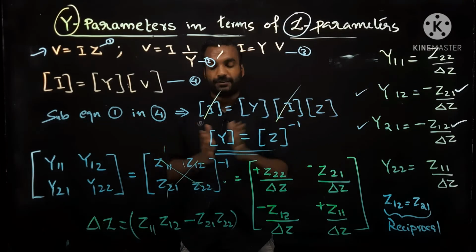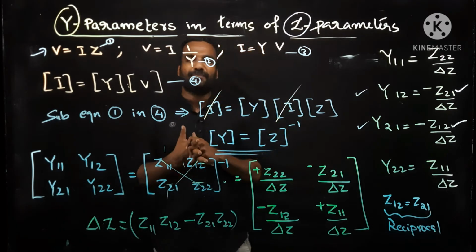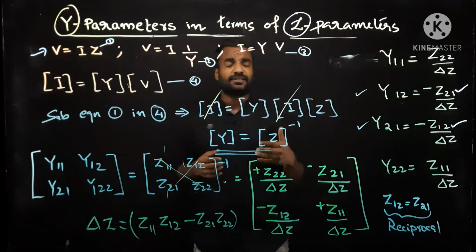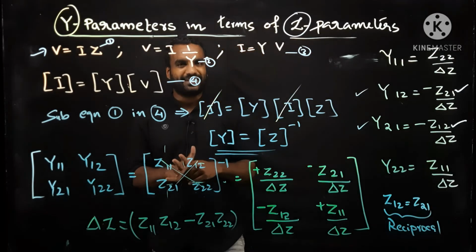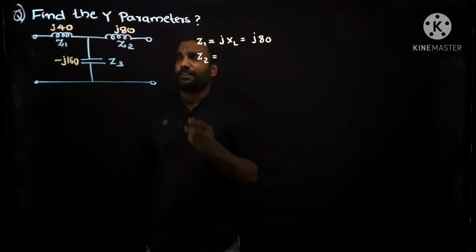So if the circuit is reciprocal, you can avoid the final step in the final calculation, in the conversion stage. Okay, so we can apply this knowledge in a fresh problem. Let us take some problem with elements like inductor, capacitor, resistor, all those elements coming simultaneously. Let us move to that. Okay, let us do this problem.